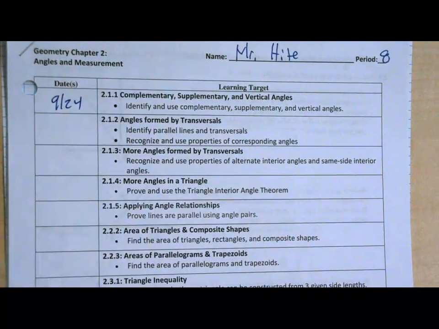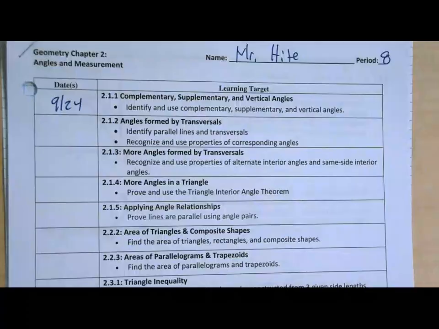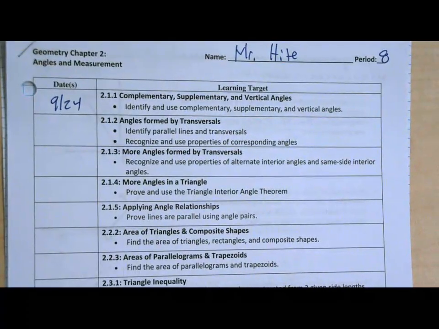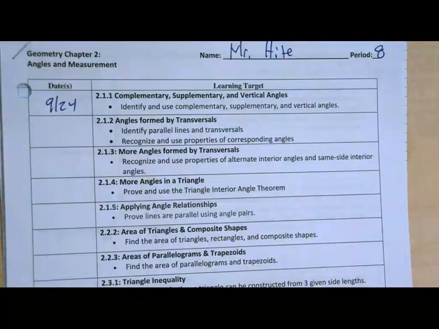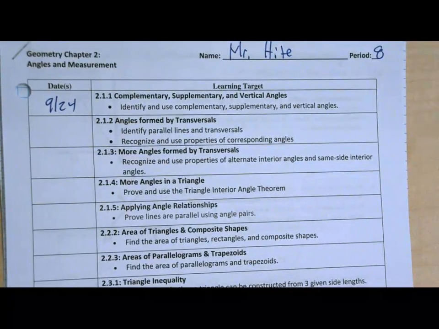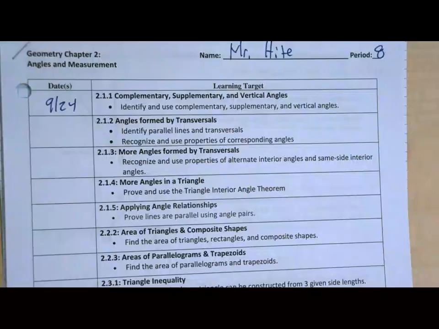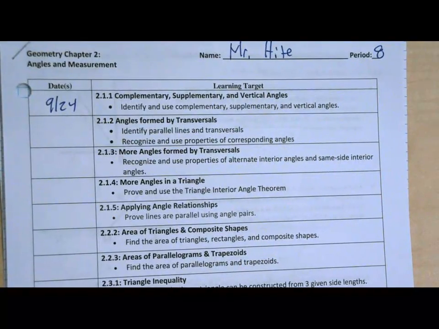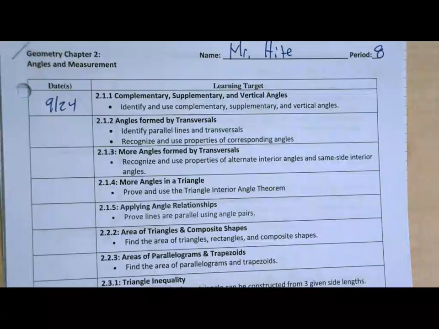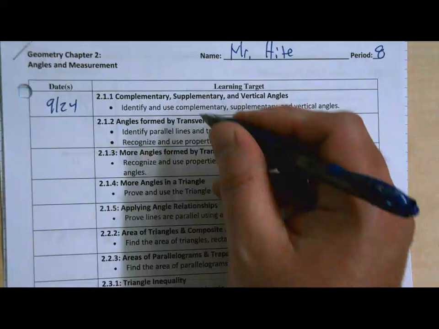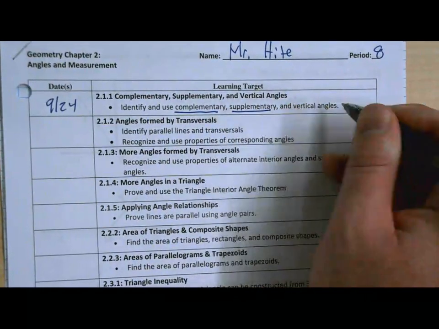Let's have a look at our learning targets for today and see what we're looking to walk out of here with. Our learning targets today revolve around three specific angle pairs. You're going to learn about a dozen different angle pairs in this unit, maybe a little less than that. Our focus today is on three: complementary angles, supplementary angles, and vertical angles.